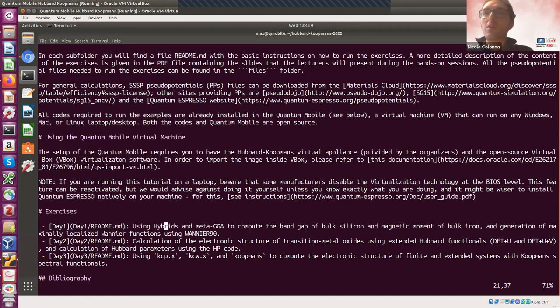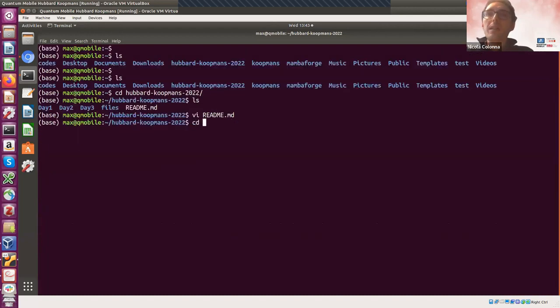exercise. So in day one, we are going to use hybrid functionals and meta-GGA to compute the band gap of bulk silicon and the magnetic moment of bulk iron. So let's start, and let's go to day one.